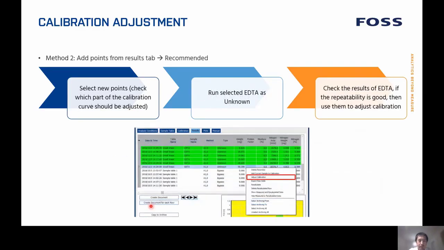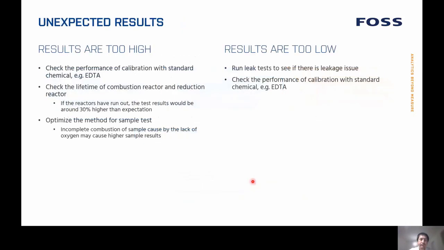And the second way you can do the adjustment is you run the EDTA as an unknown sample. For example, if you run 50 milligram, then you will get the value. In the result tab, you get the value, you choose the result and right click, and then you have this adjust calibration. Because you run this with a certain calibration, this result will be added for adjusting the calibration. This is an easier way. So we usually recommend you use this way to adjust the calibration.